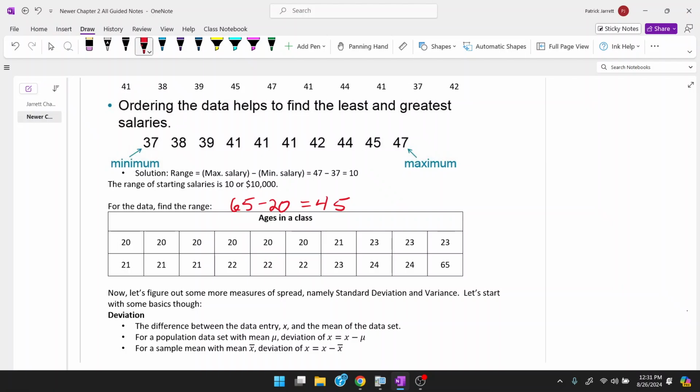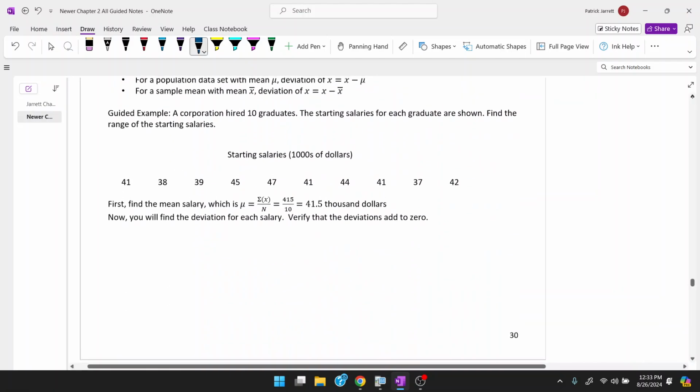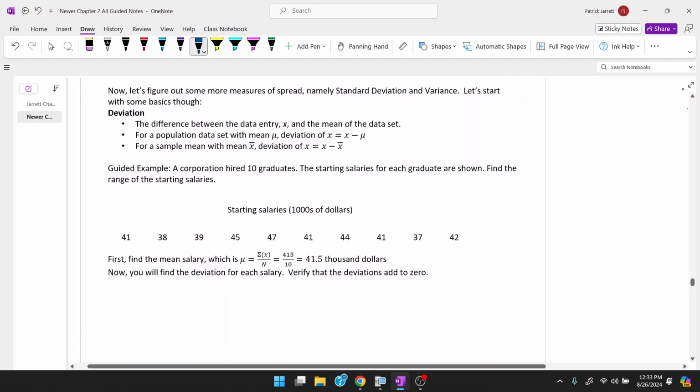Basically, it was a math for non-majors, but we're going to figure out measures of spread. Now, the good thing is we're going to use the calculator to find deviation. Namely, we're going to find standard deviation and variance. Now, the thing is, how many of you have heard of mean absolute deviation? I know they taught that in Virginia for a time, but we're not going to be doing that.